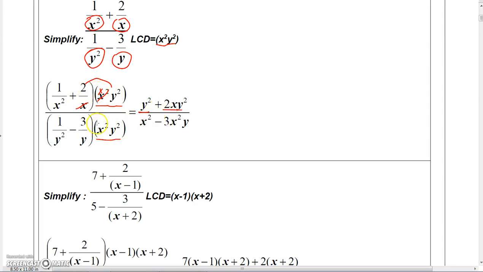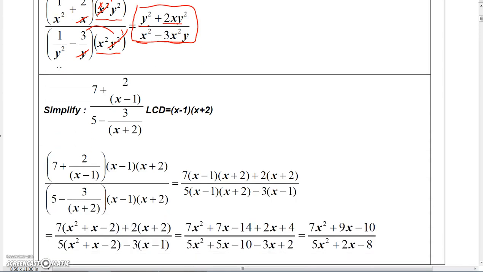Now if we do the same thing on the bottom, when I multiply this by this fraction, the y squareds cancel and I just get x squared. Then when I multiply this by the 3 over y, the y will go into the y squared and just give me y, so I have minus 3 times x squared y, so I get minus 3x squared y. And so there you have it. There's your simplified expression. Now it's a regular fraction and not a complex fraction. So that's how you turn a complex fraction into just a plain old fraction.